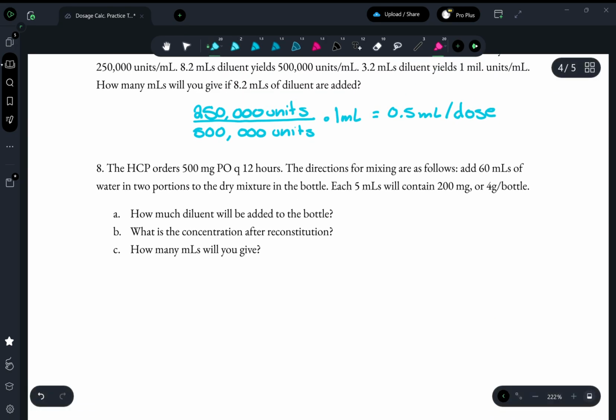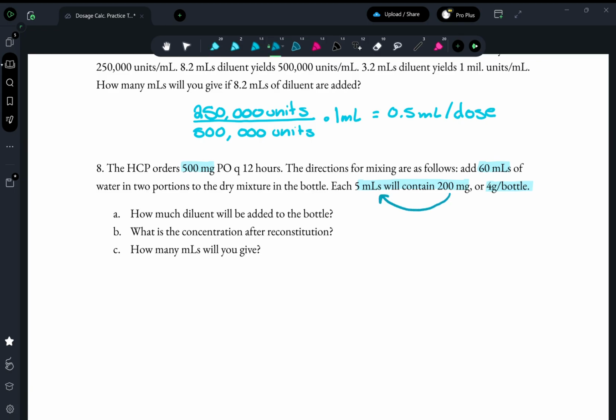Okay, last one for this section. The doctor orders 500 milligrams. You're going to add 60 mLs, and then you're going to get 200 milligrams per 5 mLs, or 4 grams per bottle. So remember, 200 milligrams per 5 mLs is our concentration. We're going to add the 60 mLs, no problem.